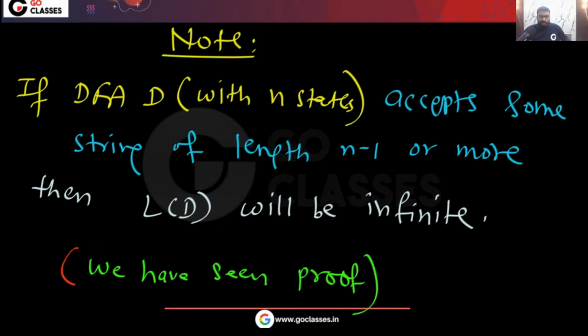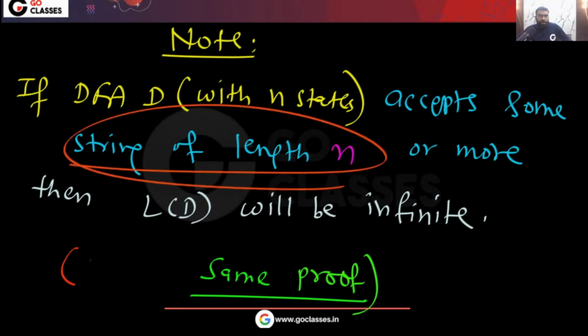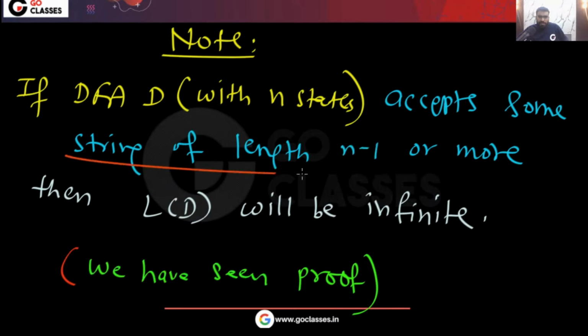Now for the same statement, of course, if the DFA accepts a string of length n, then the same proof will work. I hope you understood. So remember, if the DFA is accepting some string of length n or more, then the language will be infinite. And if the DFA accepts some string of length n minus 1 or more, then also the language will be infinite. Is this clear?